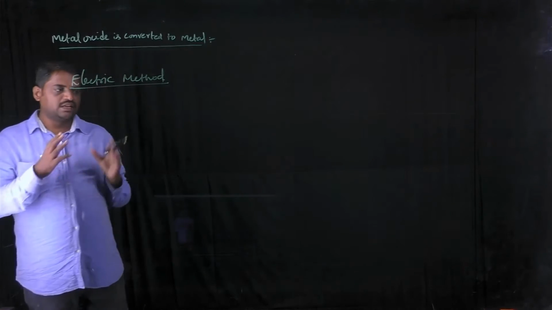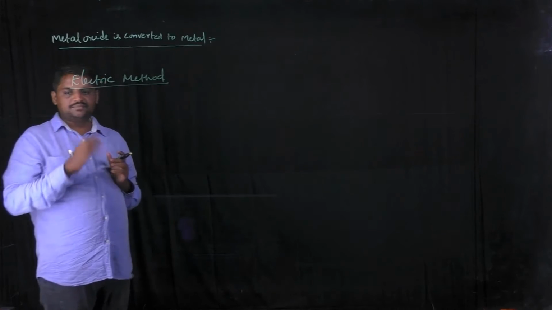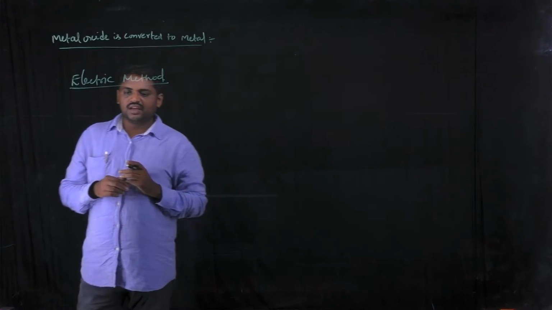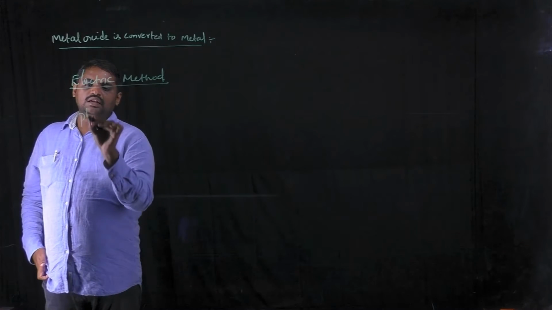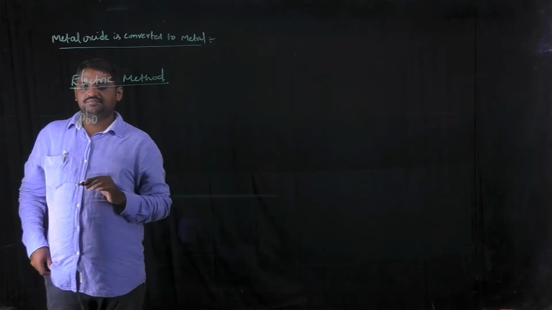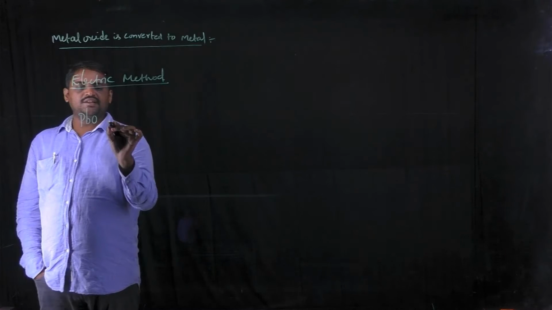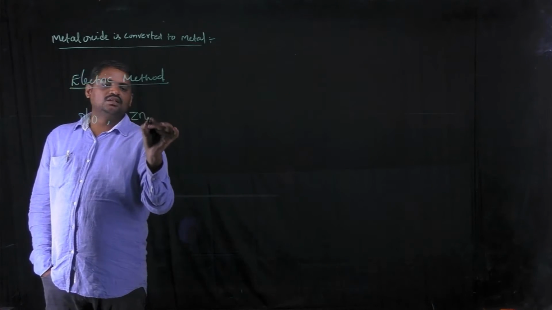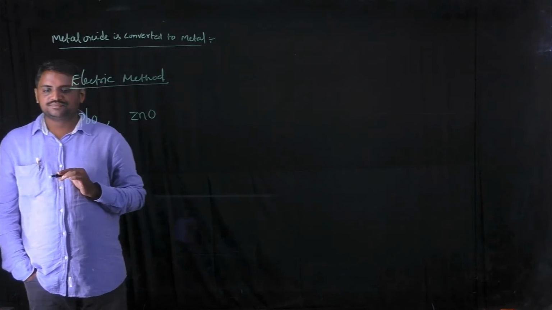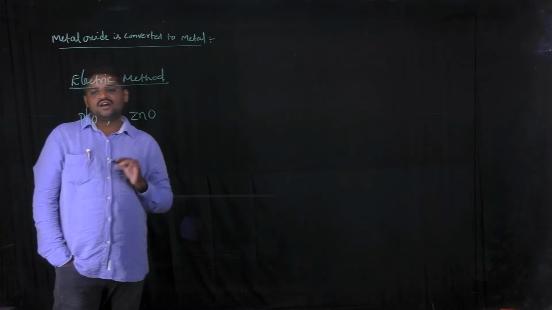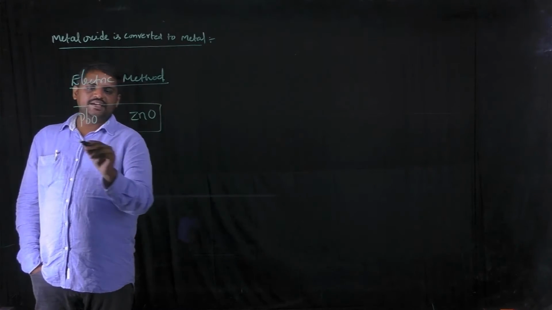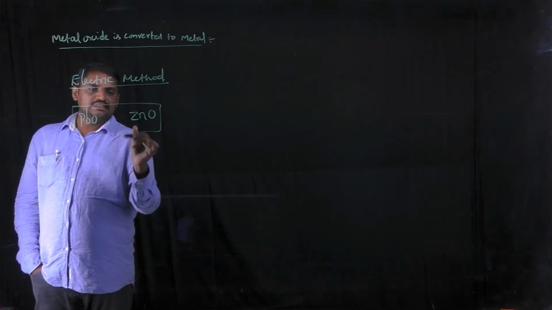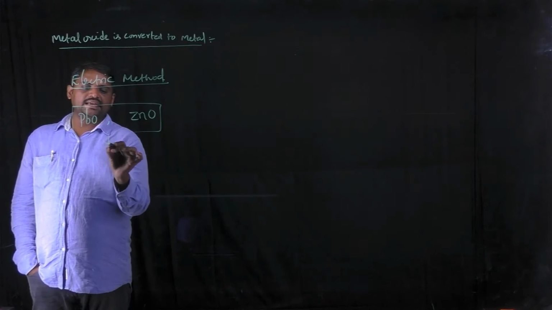Okay, so electric method. Generally, lead oxide and zinc oxide, these two metal oxides are taken. These two metal oxides are submitted with electric arc.